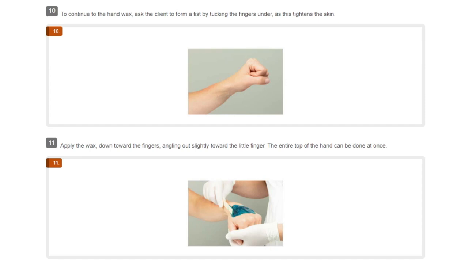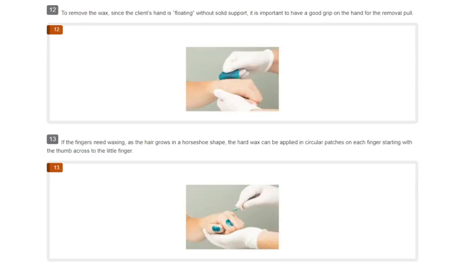10. To continue to the hand wax, ask the client to form a fist by tucking the fingers under, as this tightens the skin. 11. Apply the wax down toward the fingers, angling out slightly toward the little finger. The entire top of the hand can be done at once. 12. To remove the wax, since the client's hand is floating without solid support, it is important to have a good grip on the hand for the removal pull.